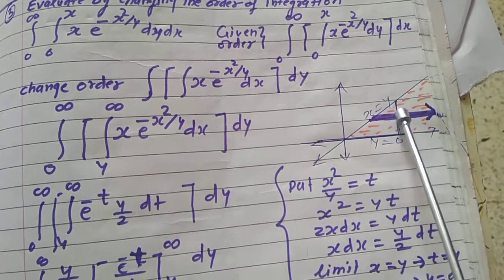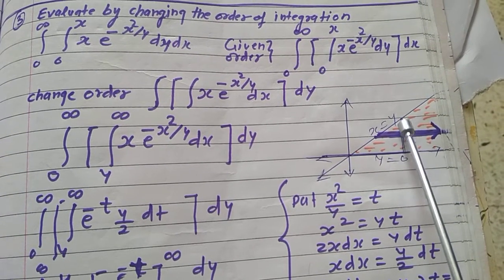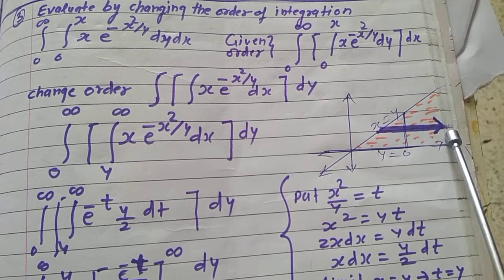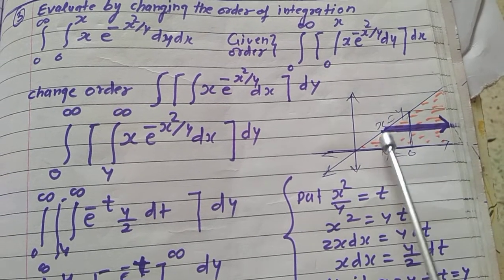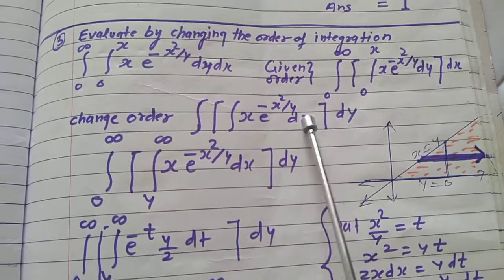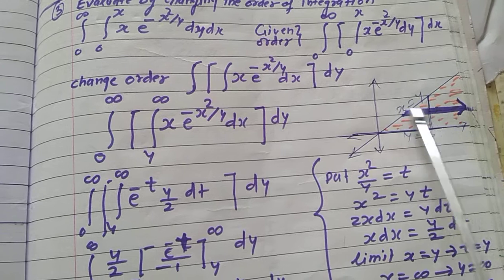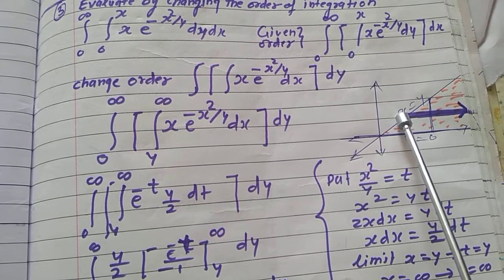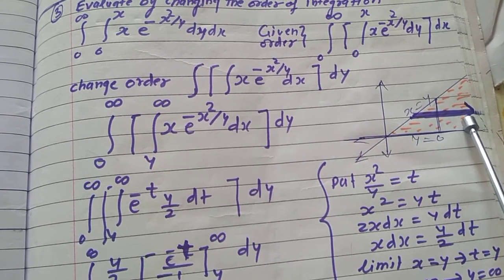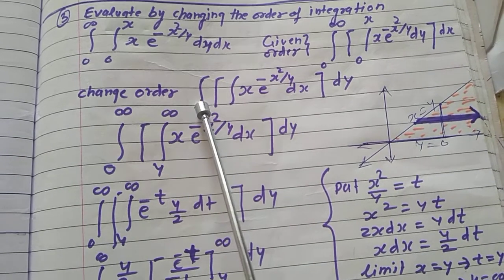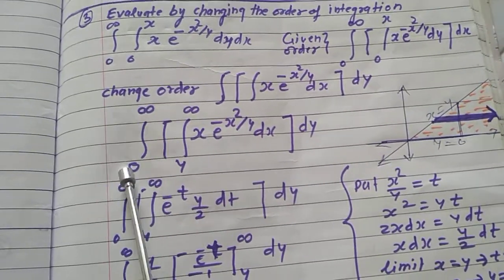This is your original order with respect to y. Draw a very light strip. This is the original order strip. This is your change of order strip. For the original order strip, what is the limit? 0 to y is equal to x. This is 0 and infinity. So it satisfies the above limit. Now put limits on this strip. What is the limit of x? x is equal to y. What is the upper limit? No limit at all. That's why I have given an arrow to this strip: infinity. This strip comes to the lower side, y is equal to 0. Upper side no limit, so 0 to infinity.